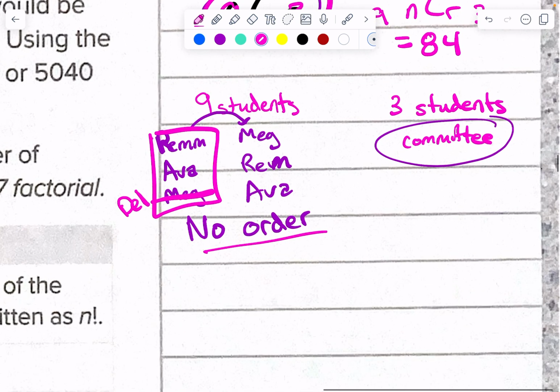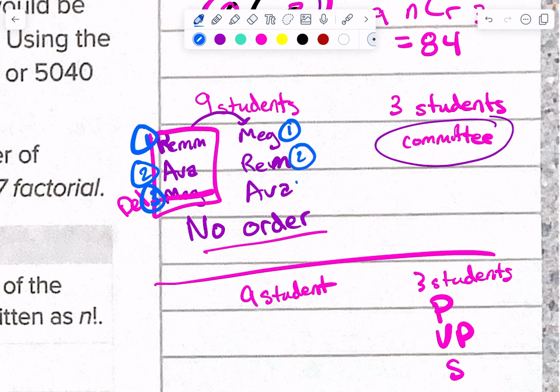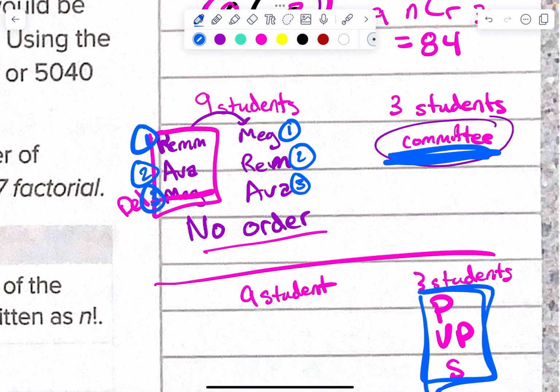Now, if instead I had those same 9 students and I was choosing 3 students to be president, vice president, and secretary of their class, and I chose Remington first, that means he was president. Avalee second, that means she's vice president. And Megan third, that means she's secretary. Is that going to be different than if I choose Megan first as president, Remington second as vice president, and Avalee third as secretary? Yes, because they have different jobs. They're not on the same committee. They're not all doing the same job. So yes, order does matter.